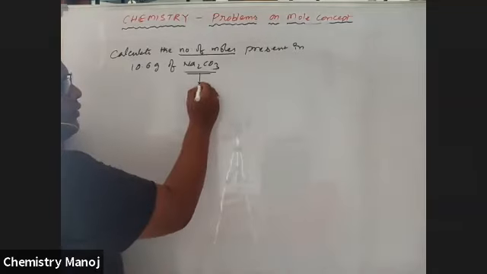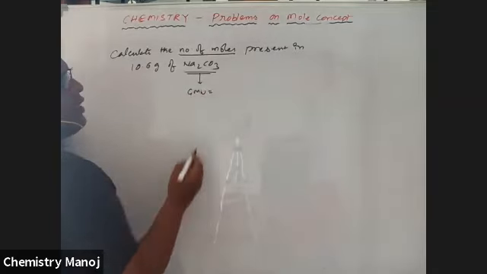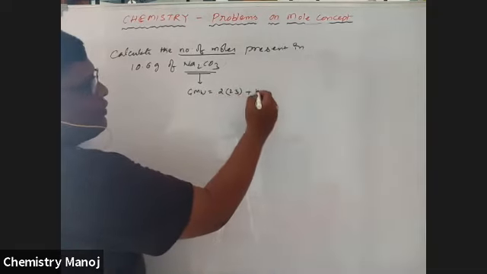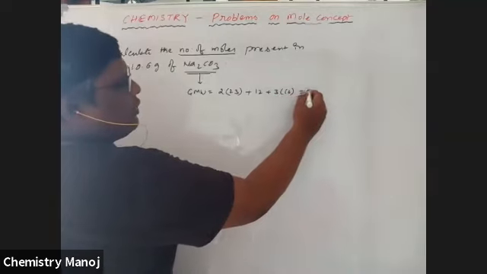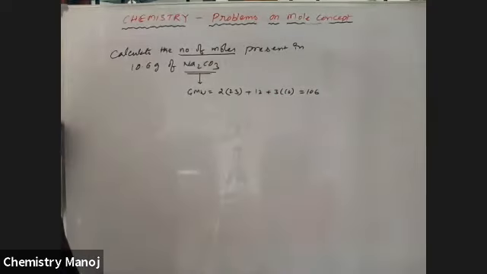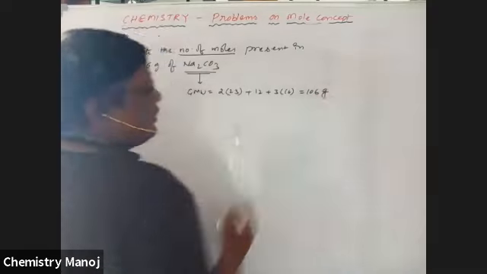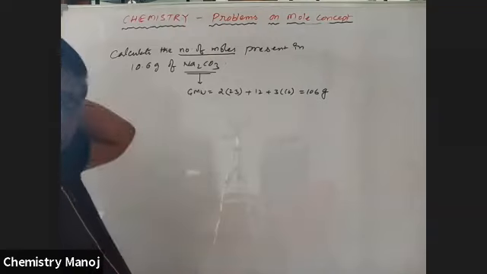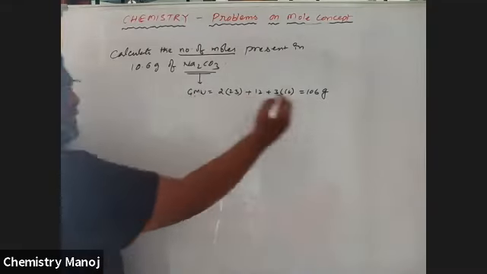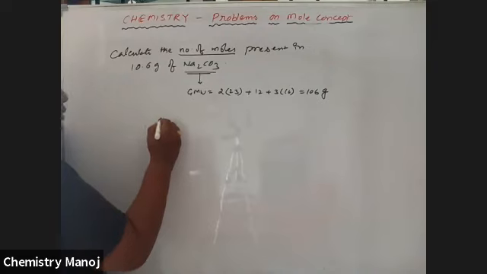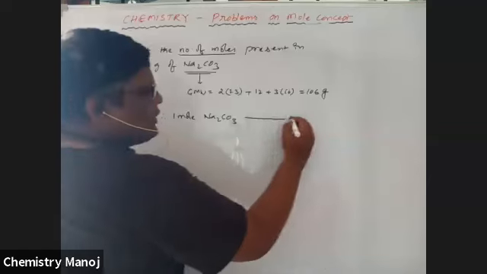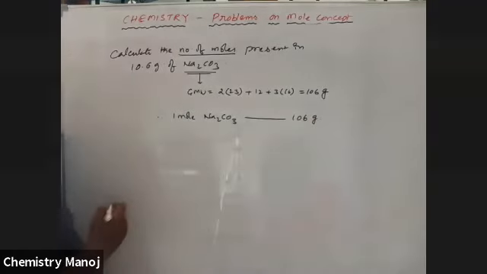We know the gram molecular weight of Na2CO3 as 2 into sodium 23 plus carbon 12 plus 3 into 16, altogether it is 106, which is expressed in grams. According to today's starting topic, the gram molecular weight of any substance is equal to 1 mole. Therefore, 1 mole Na2CO3 weight is equal to 106 grams.